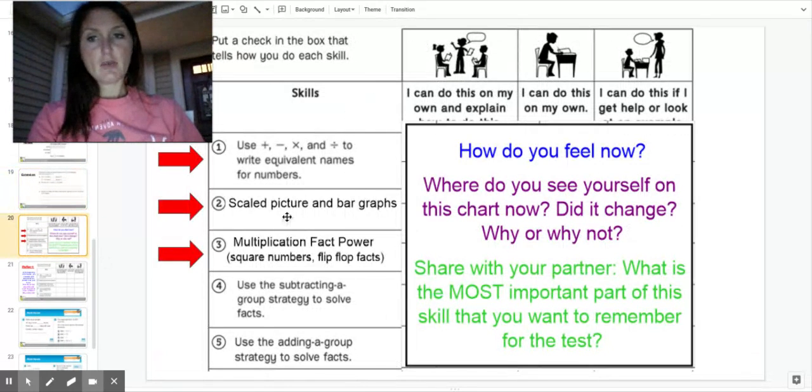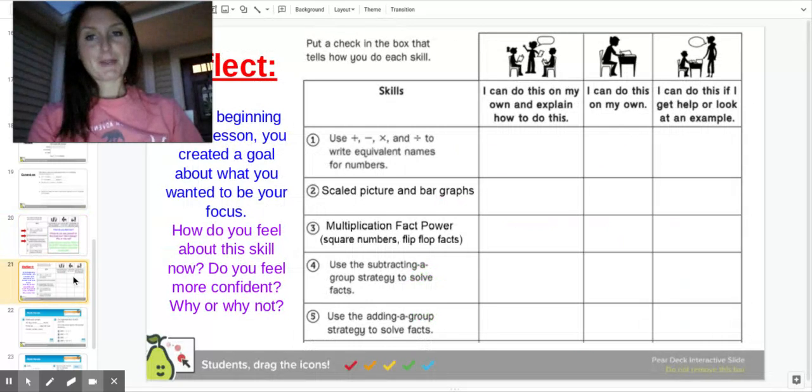And then at the end, I want you to go through and think about how do you feel now with all of these skills that we just talked about. And then, of course, look back here and see, do you feel like you grew on any of them or do you still need help? If you still need help, this is what you're going to want to ask me today in our Google Meet.